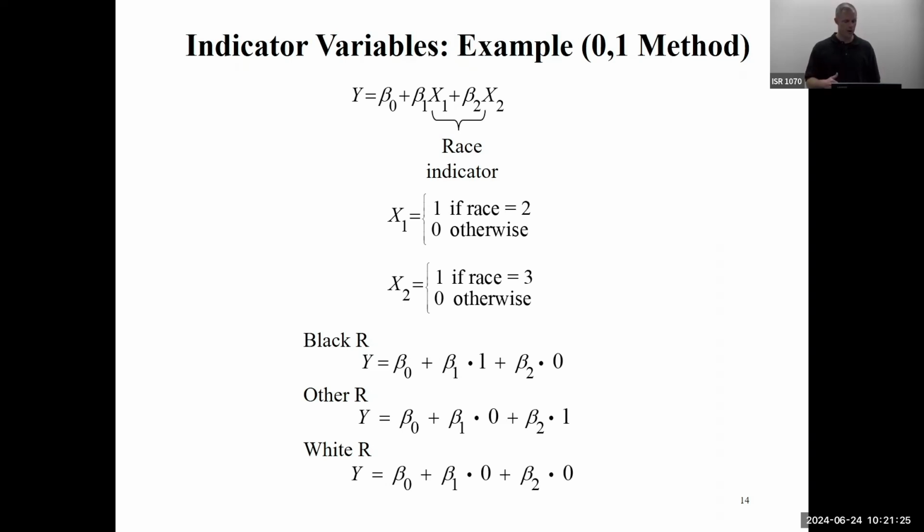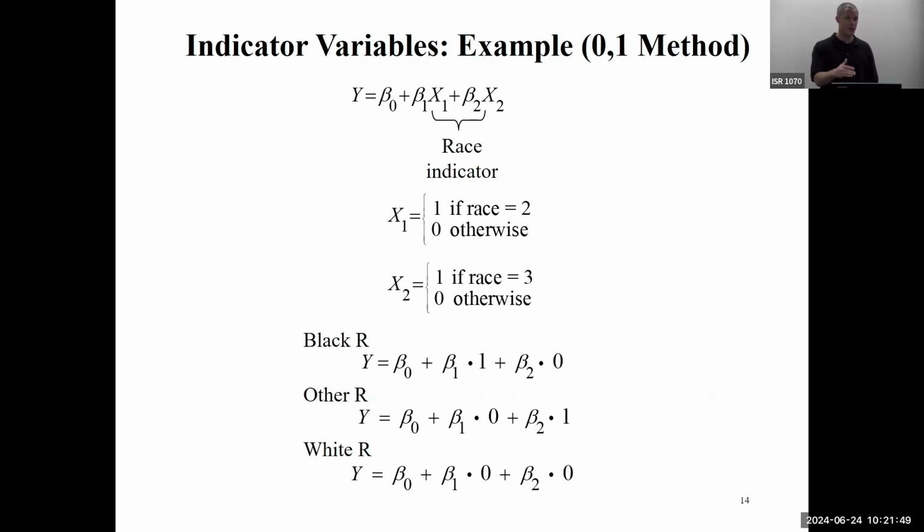And then the mean for white respondents would simply be beta 0, because both dummy variables are equal to 0. That's the reference category. So the intercept is giving us the mean for the reference category of the categorical predictor in this case. And then beta 1 and beta 2 represent changes in the mean. That's what we would call an effect in this context.